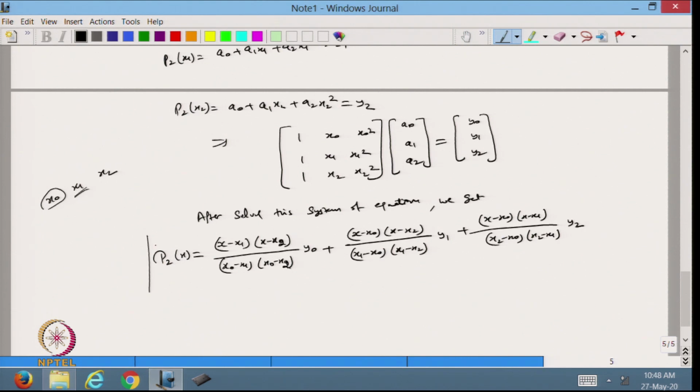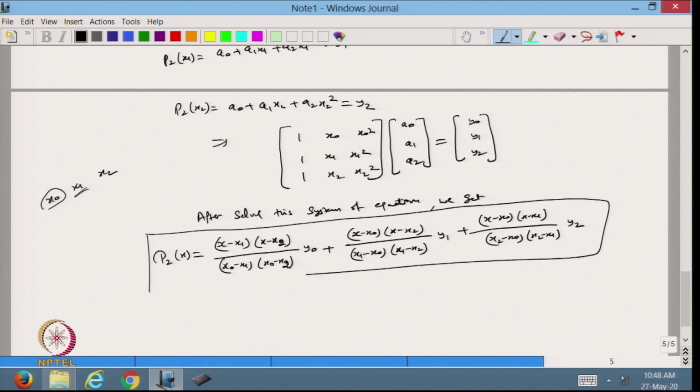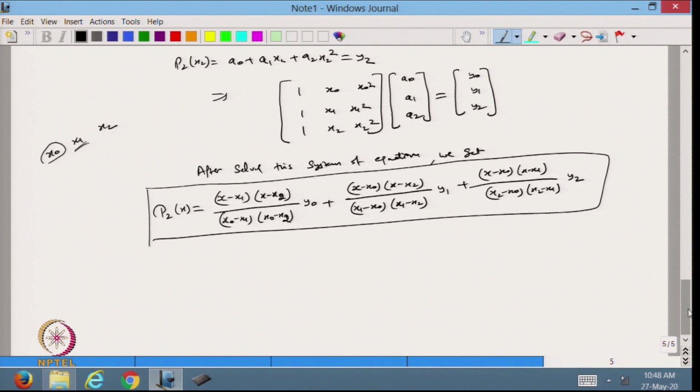So that is the quadratic interpolating polynomial, we can write directly with the help of the previous example, the linear interpolation. So this will be the quadratic interpolating polynomial, and from here I can write that this will be L20(x). So that is a fundamental interpolating polynomial. This is L21(x), and this expression is L22(x).